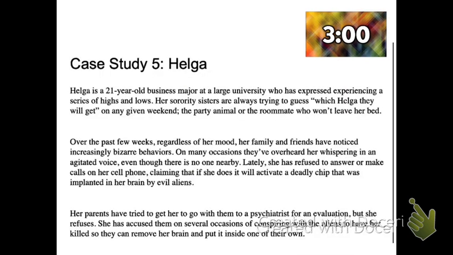Helga is a 21-year-old business major at a large university who has expressed experiencing a series of highs and lows. Her sorority sisters are always trying to guess which Helga they will get on any given weekend, the party animal or the roommate who won't leave her bed. Over the past few weeks, regardless of her mood, her family and friends have noticed increasingly bizarre behaviors. On many occasions, they've overheard her whispering in an agitated voice, even though there is no one nearby. Lately, she has refused to answer or make calls on her cell phone, claiming that if she does, it will activate a deadly chip that was implanted in her brain by evil aliens. Her parents have tried to get her to go with them to a psychiatrist for an evaluation, but she refuses. She has accused them on several occasions of conspiring with the aliens to have her killed so they can remove her brain and put it inside one of their own.